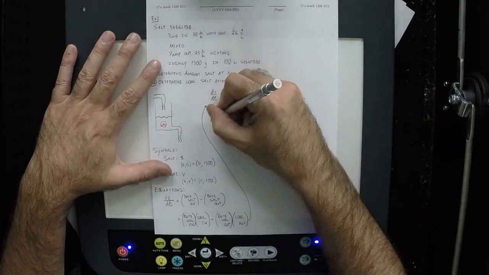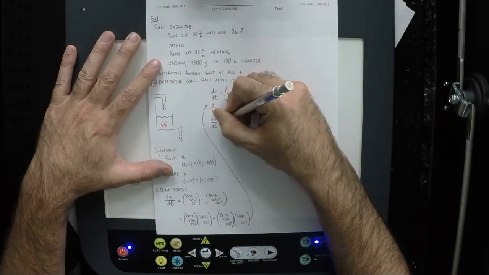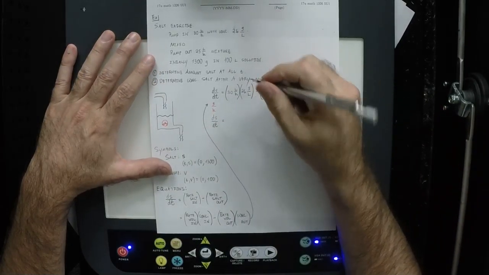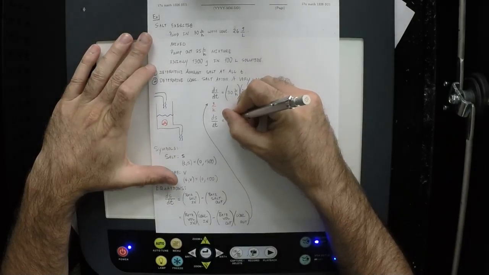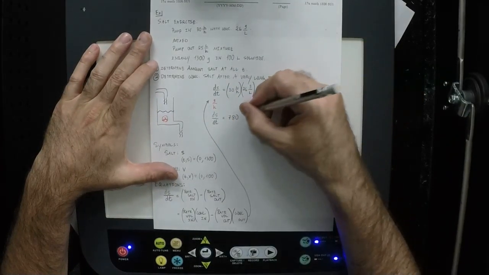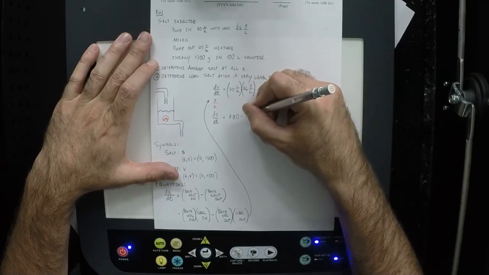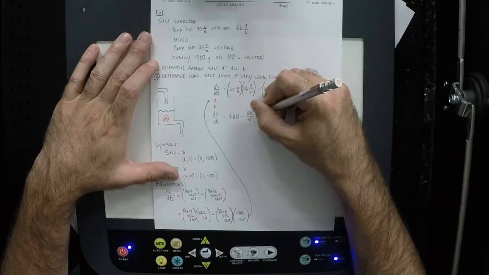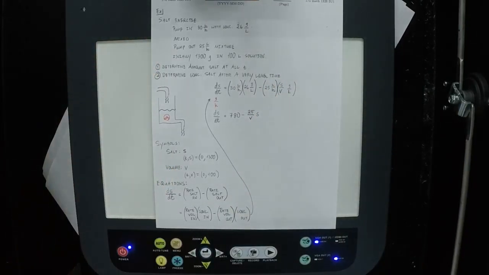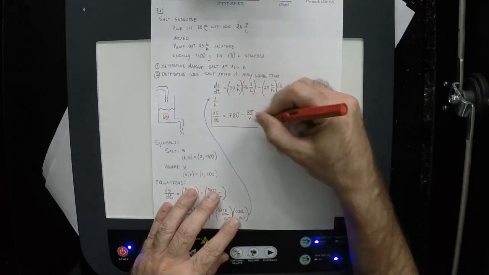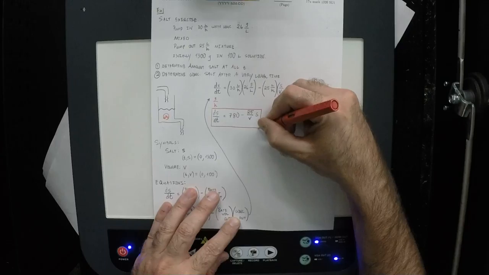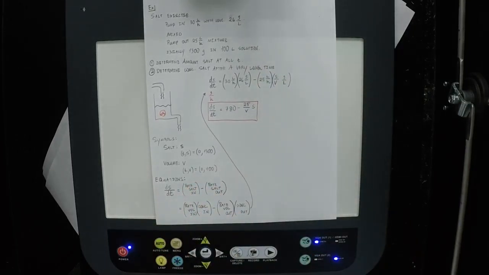Ignoring all of the units business, this is saying 780, because that's 30 times 26, and then minus 25 over V, times S. So that's the differential equation that must be solved. Is there any question how we arrived at that being the differential equation that we need to solve?